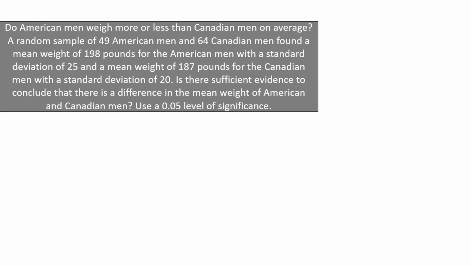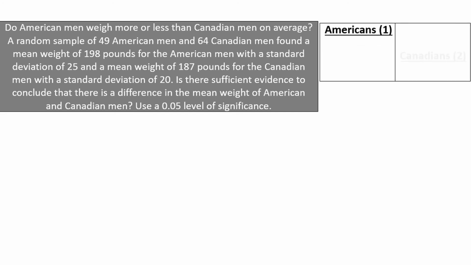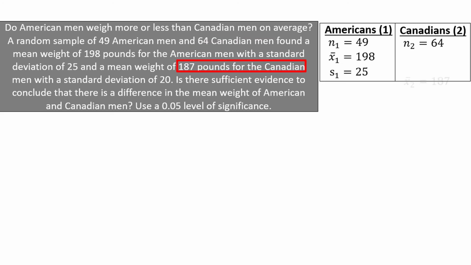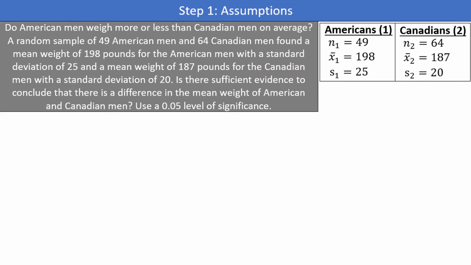Let's begin by listing some of the given information. We can let sample 1 represent Americans and sample 2 represent Canadians. N1 is the 49 Americans that were sampled. X bar 1 is the sample mean of 198 for Americans, and S1 is the sample standard deviation for Americans, which is 25. N2 is the 64 Canadians that were sampled. X bar 2 is the sample mean of 187 for Canadians, and S2 is the sample standard deviation for Canadians, which is 20.